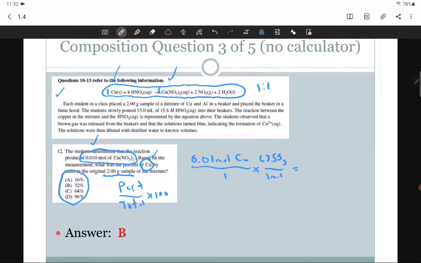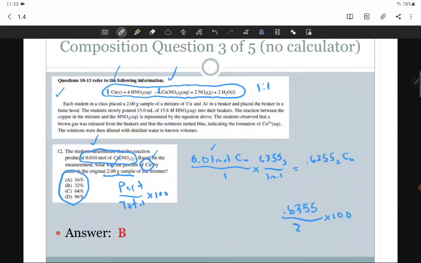So you shouldn't need a calculator because this is a 1 right here, and all you're moving is a couple decimal places. So I think this is going to be 0.6355 grams of copper. And then this is where maybe you guys are not in really good practice doing mental math. But here is our part, 0.6355, and our total was 2 because 2 was given, and then times 100.